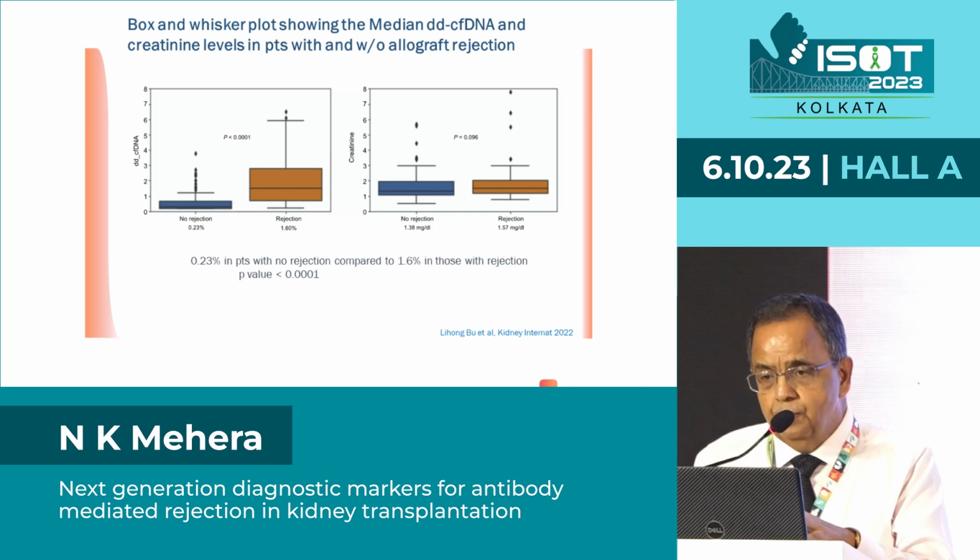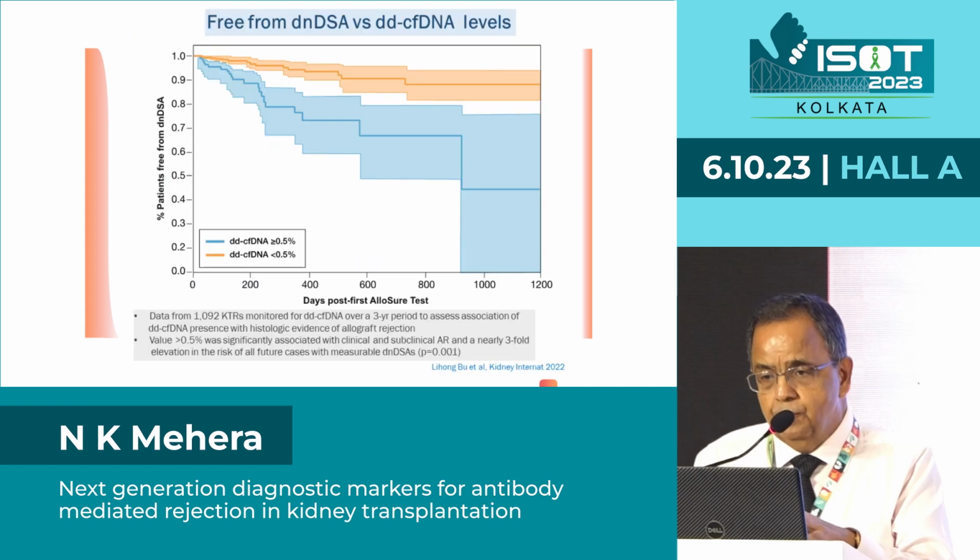This is a box and whisker plot of the same study. Look at the no rejection and the rejection group. It is 0.23% in patients with no rejection compared to 1.6%, and anything more than 1% is known to be associated with rejection. Now, these are a few studies that have been done.